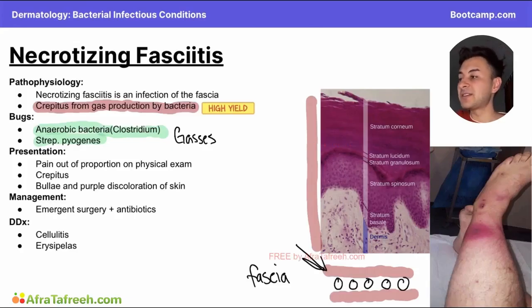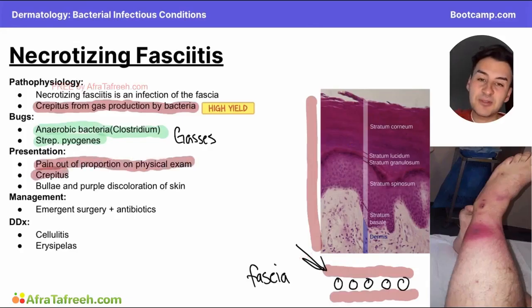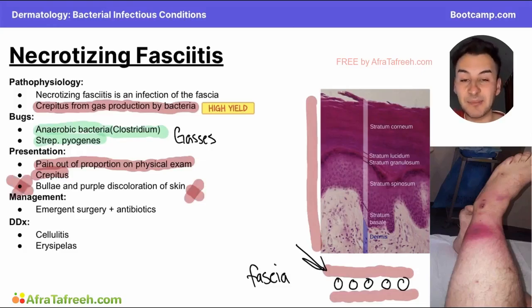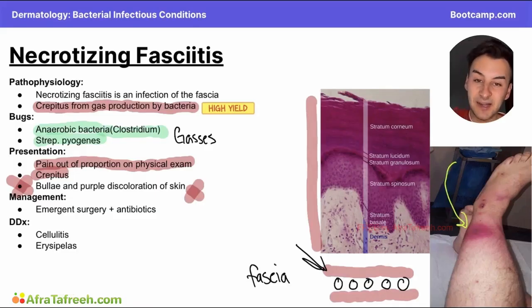So other physical exam findings are going to be pain out of proportion on physical exam. We talked about crepitus, and you can also see some blistering or some purple erythematous red discoloration. However, I would not hang my hat on this part of the physical exam because it looks really similar to cellulitis or erysipelas, right? If we take a look here at this person's lesion on their leg, that looks really similar to what we saw earlier with cellulitis and erysipelas. So it's much better to hang your hat on findings like crepitus and pain out of proportion on physical exam. If you're new to pain out of proportion, it means that if you barely touch someone, they are literally leaping off the bed in pain.